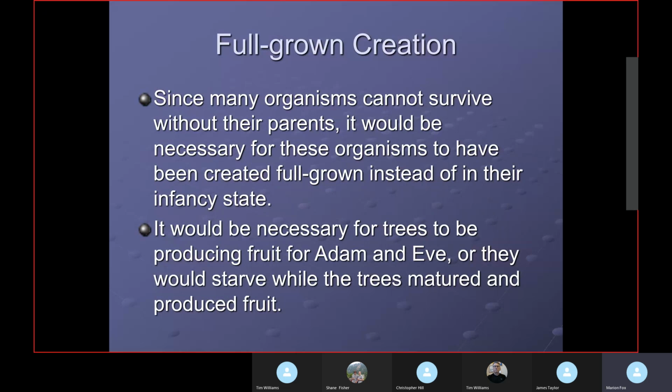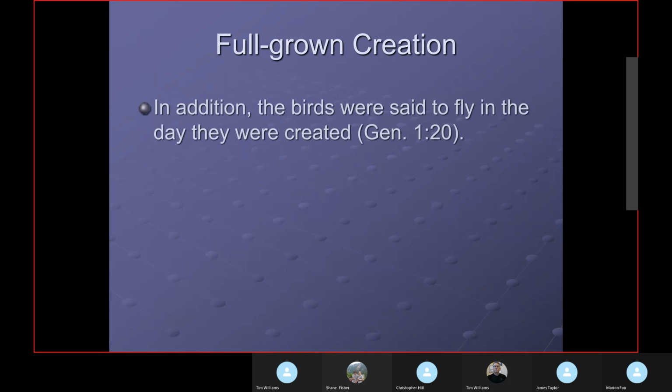It would be necessary for trees to be producing fruit for Adam and Eve, or they would starve while the trees matured and produced fruit. So the trees were created full grown, already producing fruit. Same would happen if animals have to have the fruits from the trees and so forth. They would have to be there for them to use them.